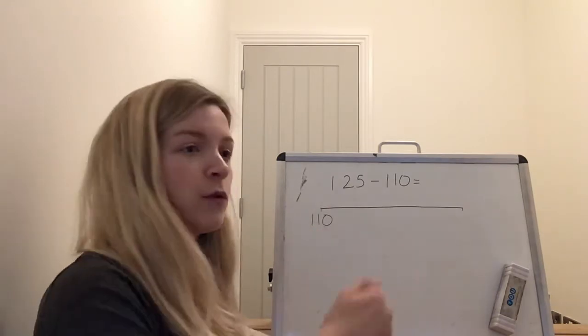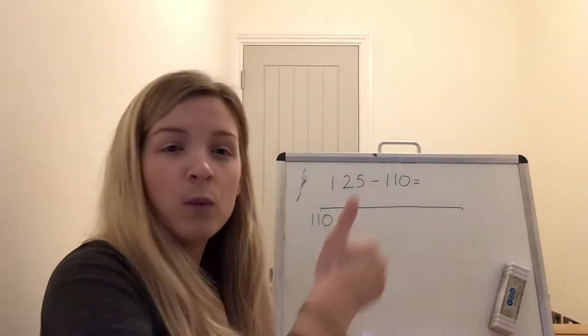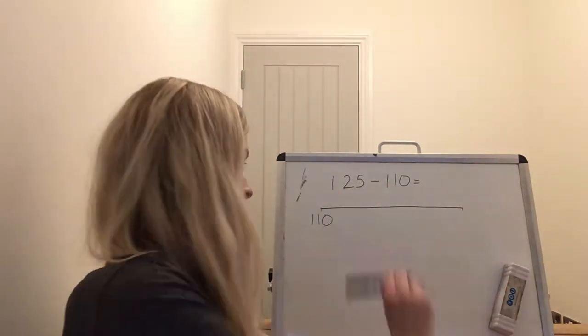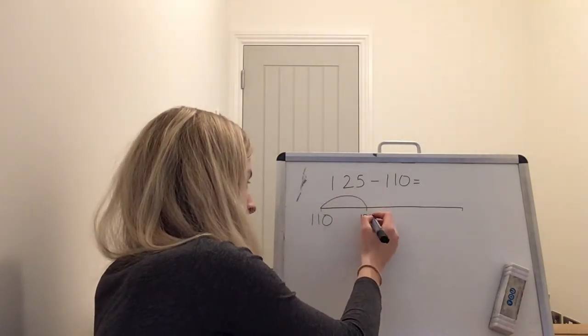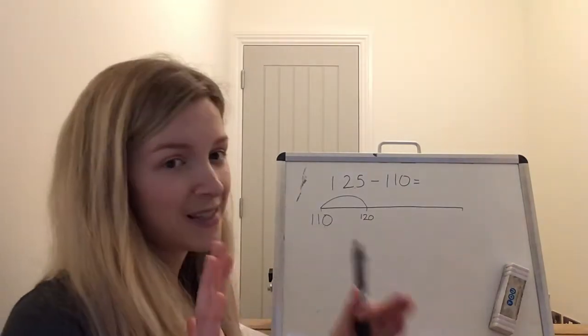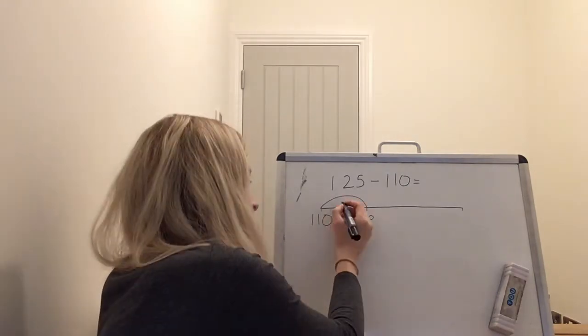Let's jump forward to the next multiple of 10. We're at 110 now. What's the next multiple of 10? It would be 120. From 110 to 120, I have jumped 10. The difference between these two numbers is 10.